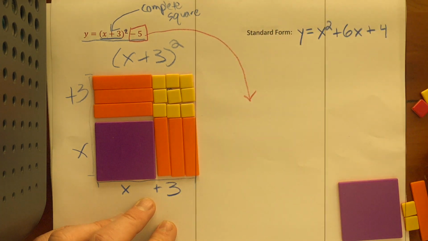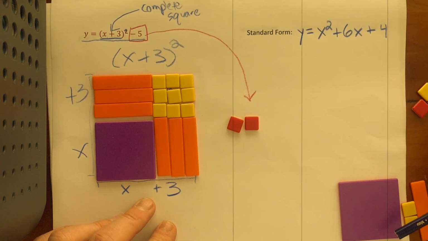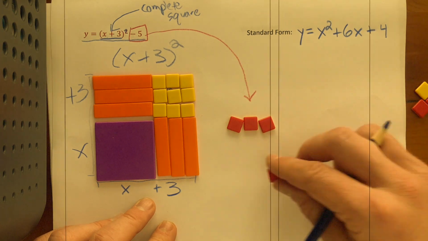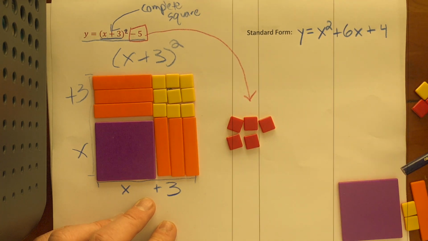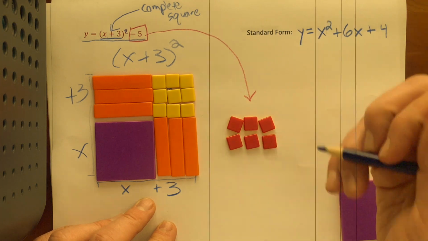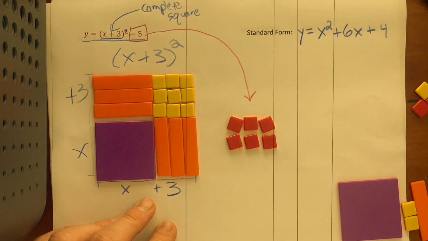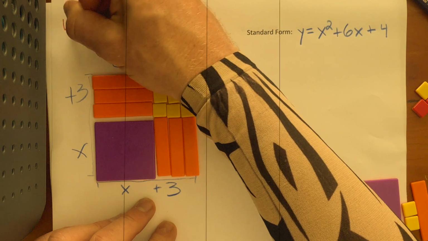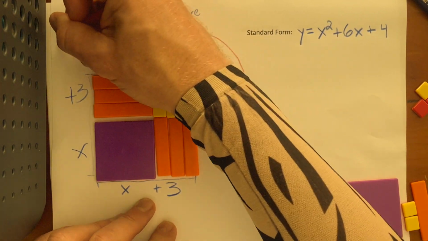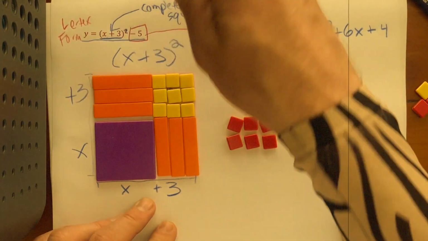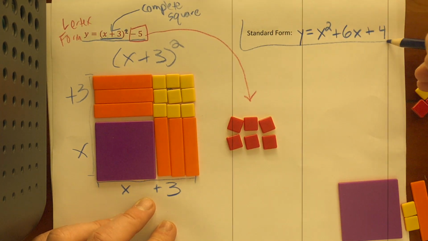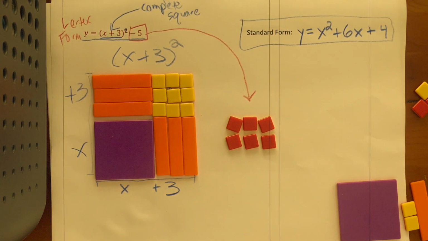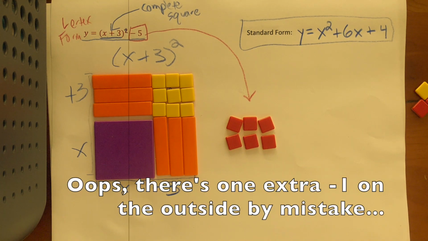There's the complete square. There's the negative 5, the k value. This is how we represent the same exact equation in vertex form: a complete square with ones on the outside, your k value. Standard form, no parentheses, combine like terms.